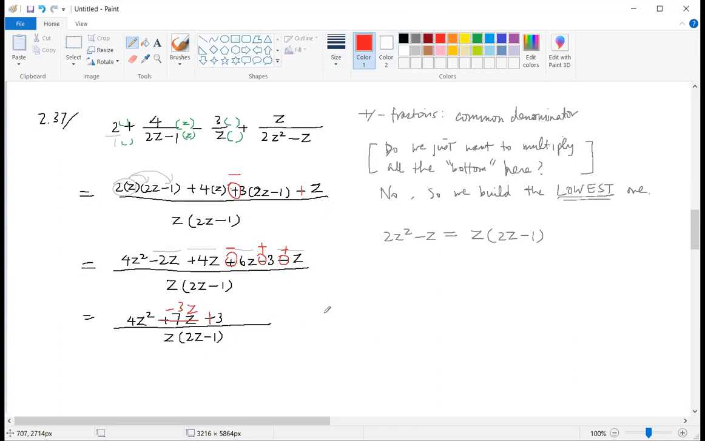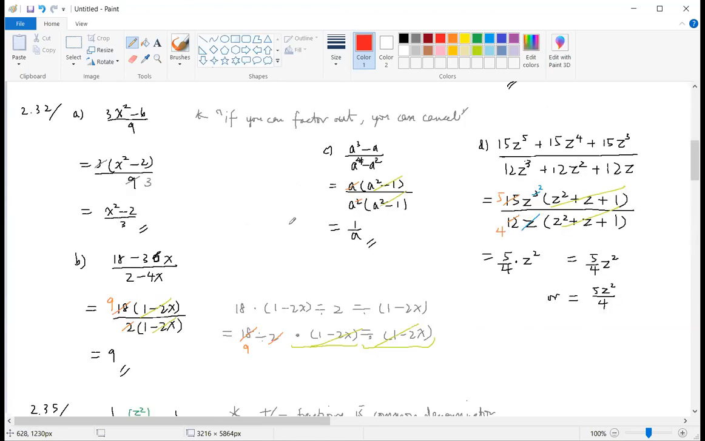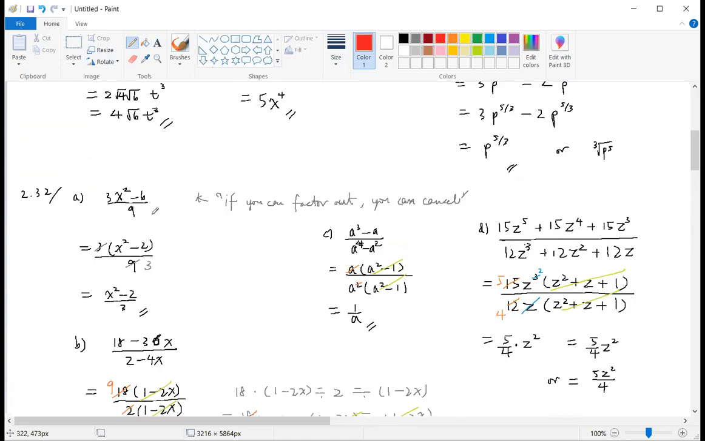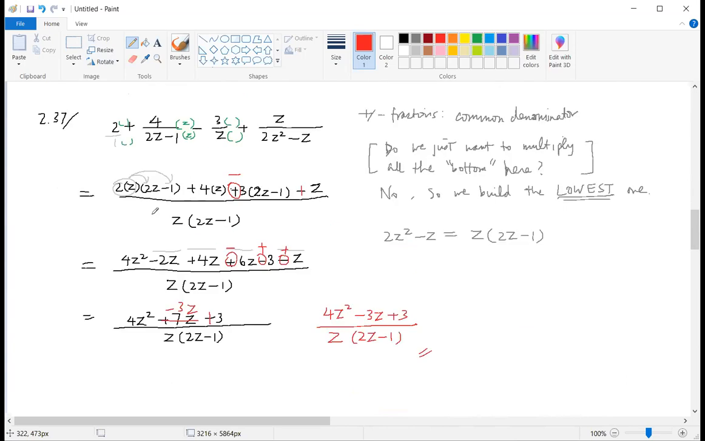So maybe I write again: it is 4z squared minus 3z plus 3 over z times 2z minus 1. Okay, is this clear? Maybe you noticed my plus or minus. Maybe I should write them on this side closer next time. Okay, one sec, I'll come back to it. So next I see is 3.1.5, or it was 3.15. So 3.3.4 next is, okay, so write those down. I'll go to that page, 3.3.4.